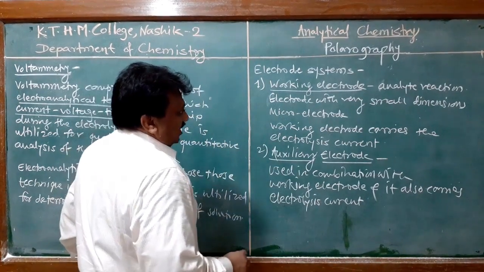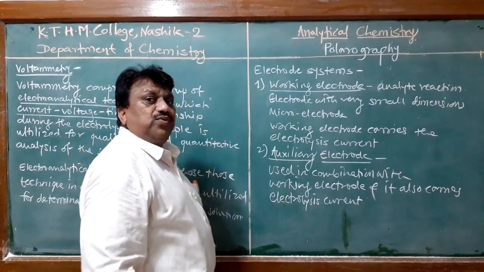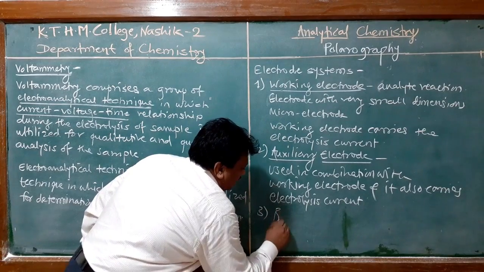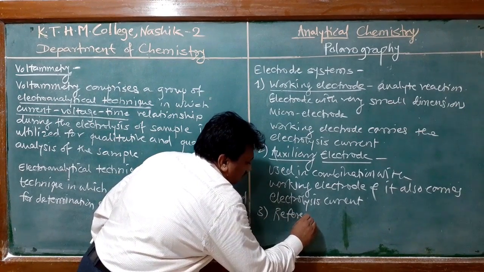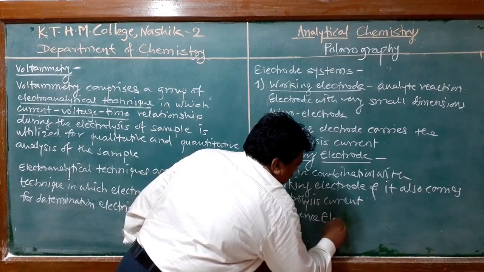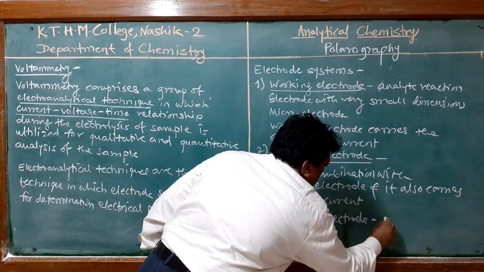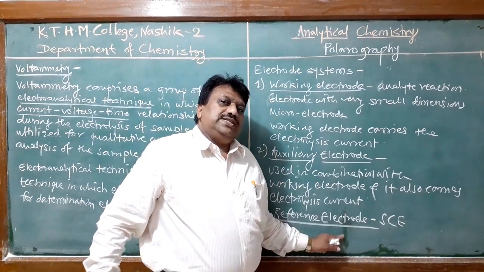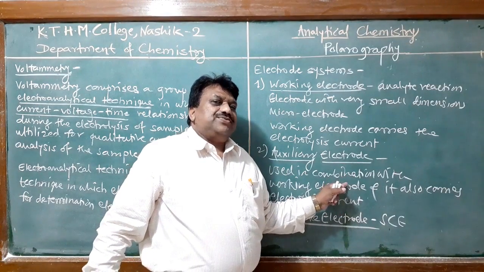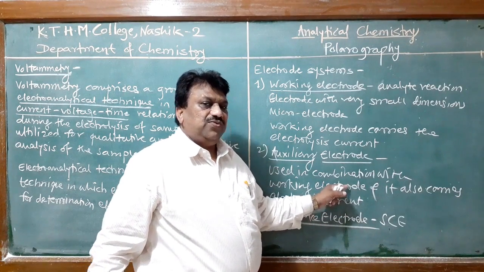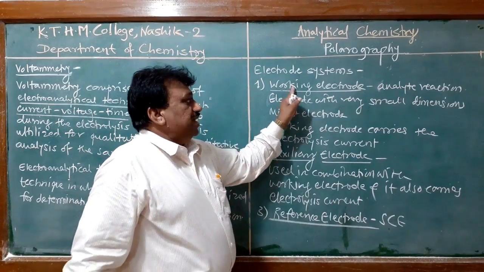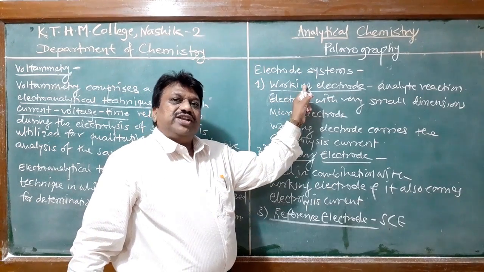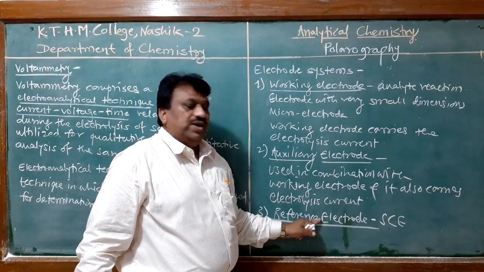If we have to measure the potential of the working electrode, or if we have to control the potential of the working electrode, then the third electrode employed in voltammetric work is called a reference electrode. A reference electrode such as the saturated calomel electrode is generally used in all types of voltammetric work. Therefore, the reference electrode is used to measure the potential of the working electrode. It is coupled with the working electrode to monitor or to control the voltage of the working electrode.